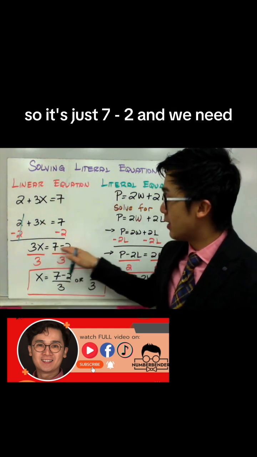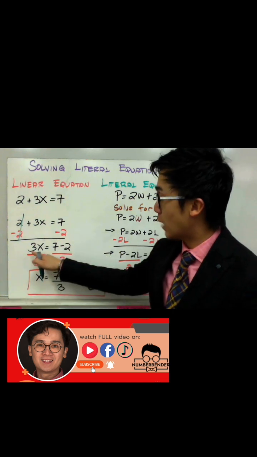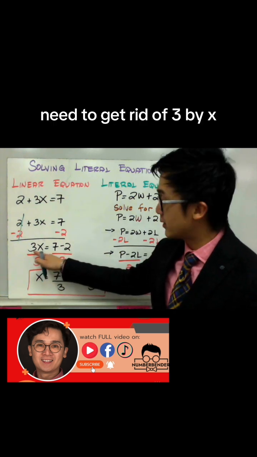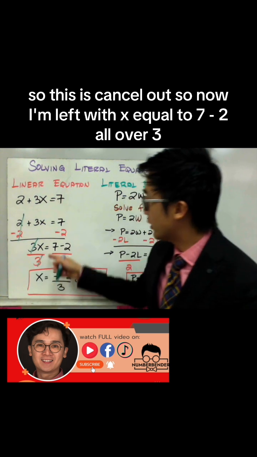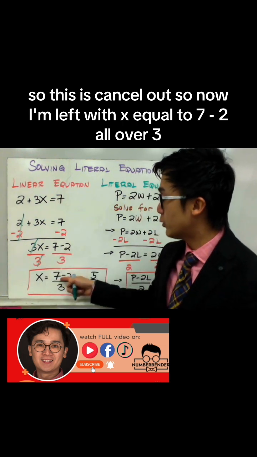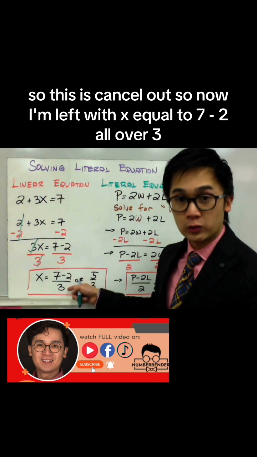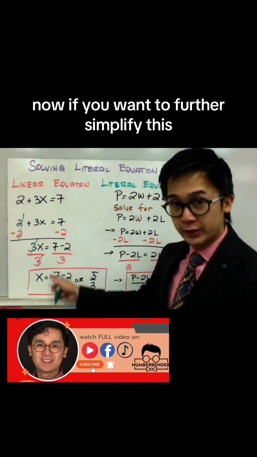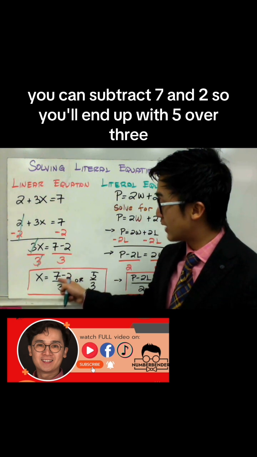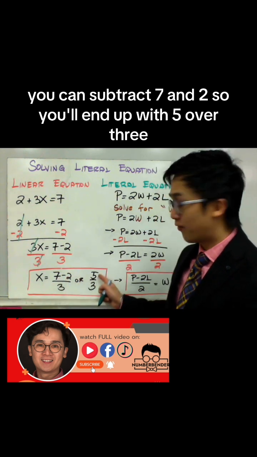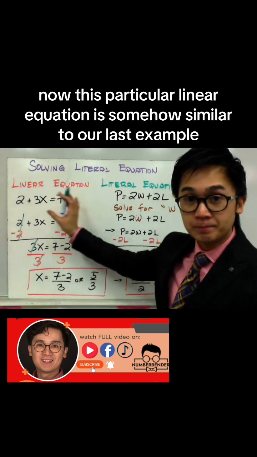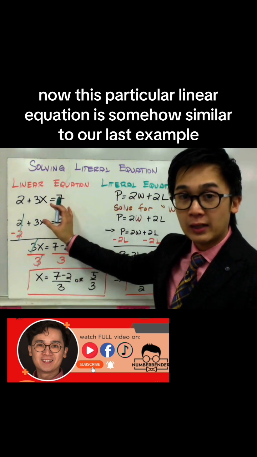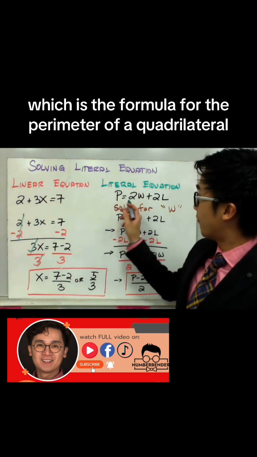So it's just 7 minus 2, and we need to get rid of 3 by x, so I divide both sides by 3. This cancels out. Now I'm left with x equal to 7 minus 2 all over 3. If you want to simplify this further, you can subtract 7 and 2, and you'll end up with 5 over 3.